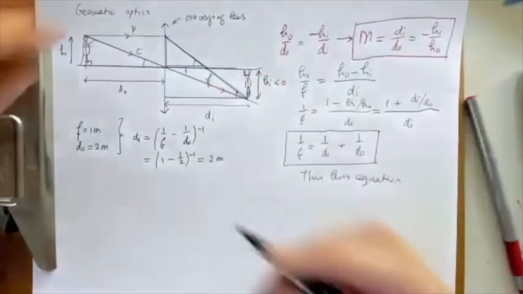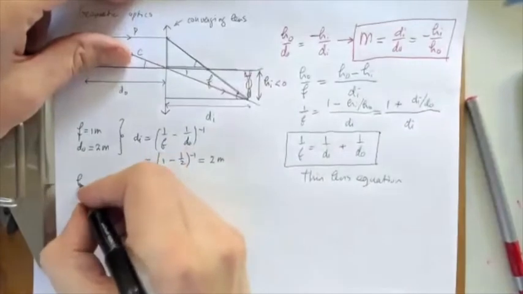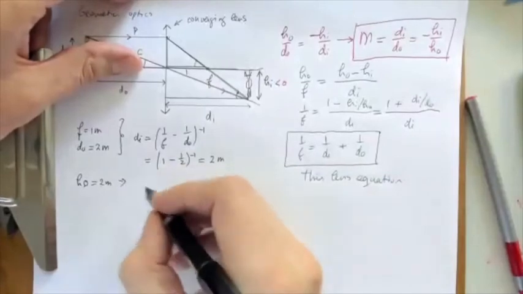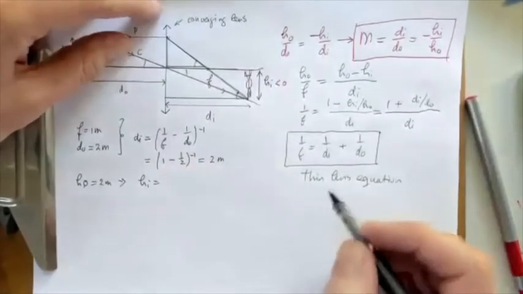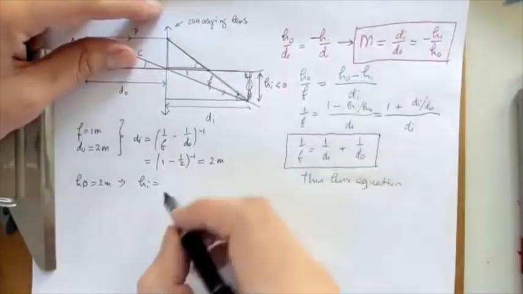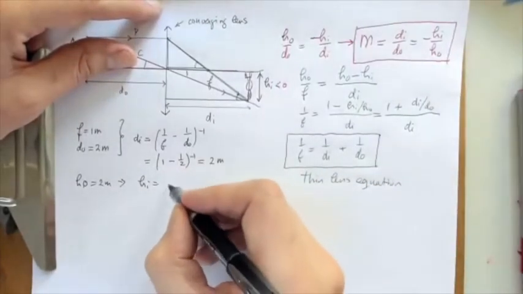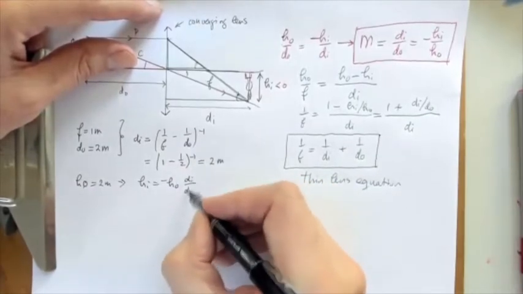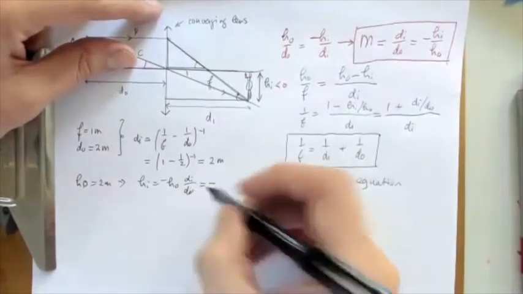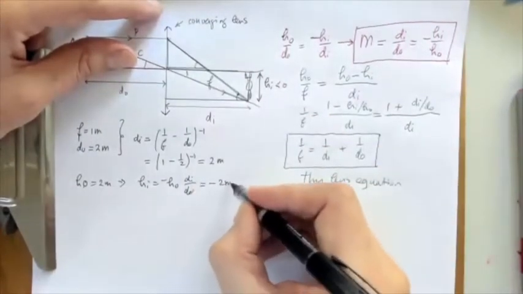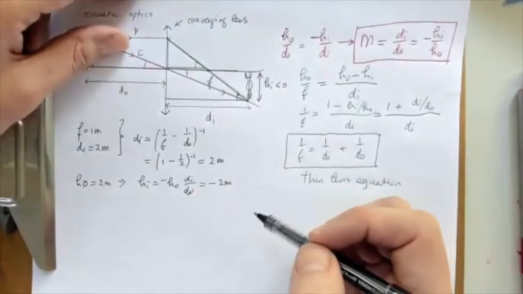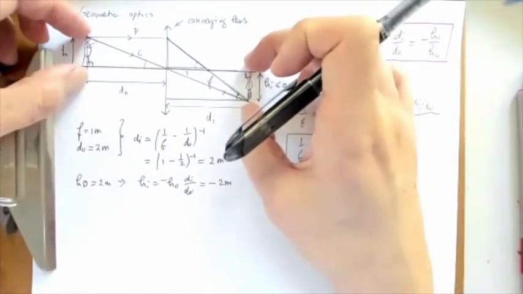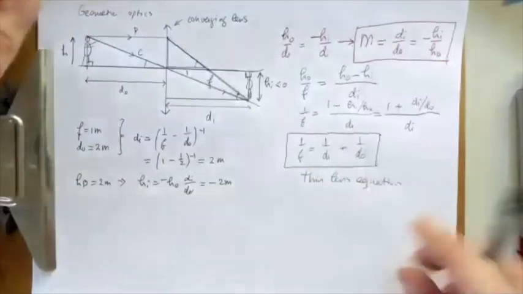That's pretty good. Now, if my height, so our height is 2 meters, then the height of the image, using this equation, is the height of the object with a minus times di over do. So it's minus, because di and do are both 2 meters, minus 2 meters. And that looks pretty good. This height is pretty much the same as this one. This height looks pretty much the same as this one. So that's pretty good.